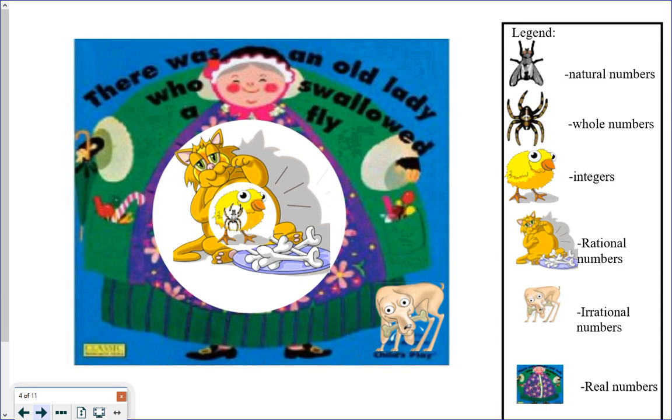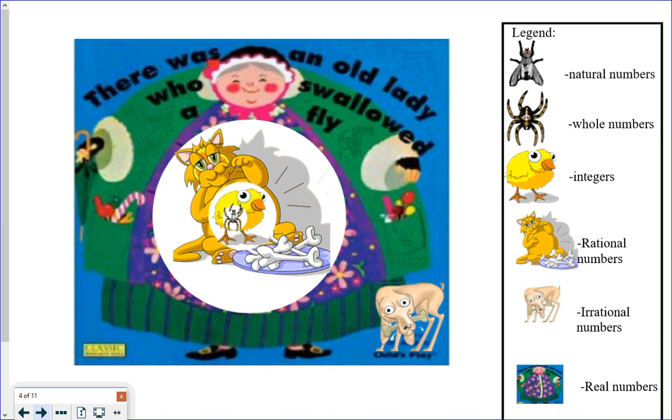So I just did this kind of funky little picture here. Most of you know the story about there was an old woman who swallowed a fly. My, oh my, she's going to die. And then there was an old lady who swallowed a spider. She swallowed the spider to eat the fly. My, oh my, she's going to die. Well, that analogy is kind of like our number systems.